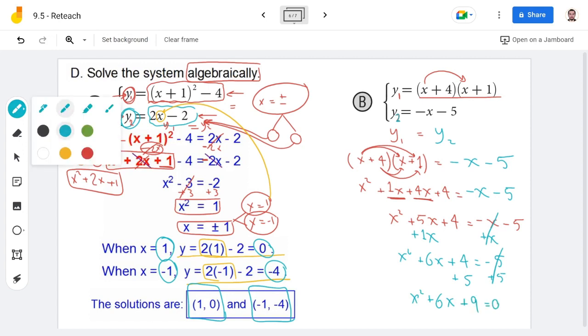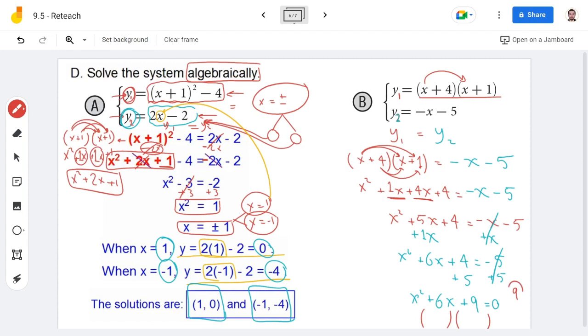Now, can you factor this? Yes, I can factor this. What are the factors of 9 that, if I add them, give 6? 3 and 3. So (x plus 3)(x plus 3) equals 0, so one x plus 3 equals 0.